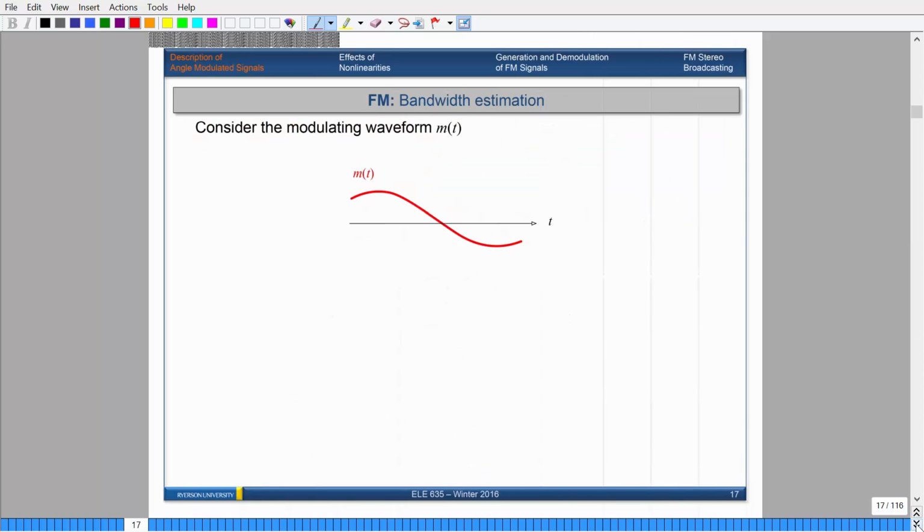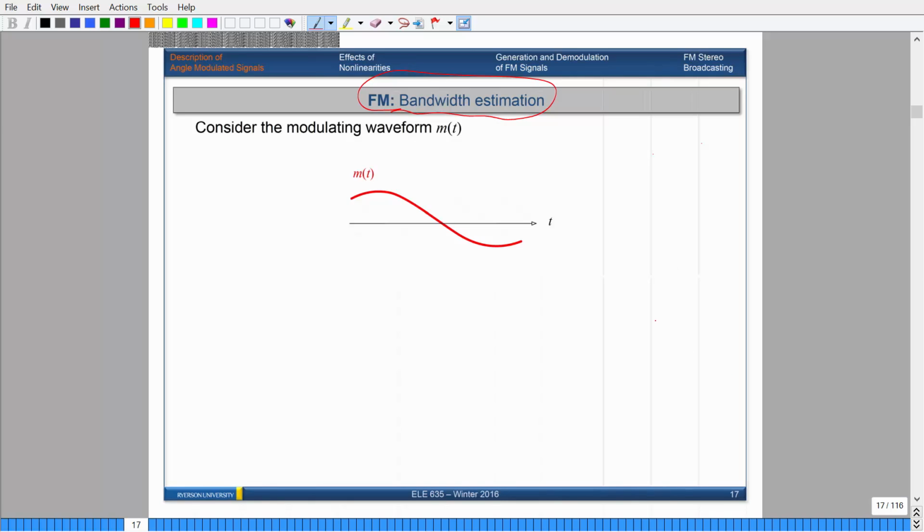Okay, so consider this modulating waveform. What we're going to do next is figure out what the bandwidth of a frequency modulated signal is. So remember, for amplitude modulation, the bandwidth was very easy. Usually it's just twice the bandwidth of the message signal. Or if you're using single sideband modulation, then it's just the bandwidth of the message itself. But to calculate the bandwidth of an FM signal is a little unintuitive. Not unintuitive, but it's not obvious at first, and we're going to cover that very soon.